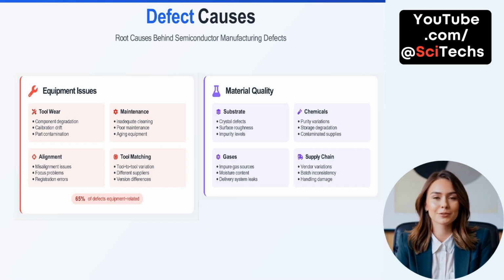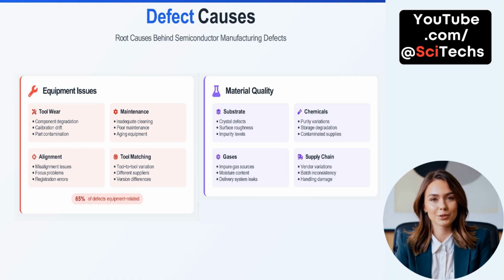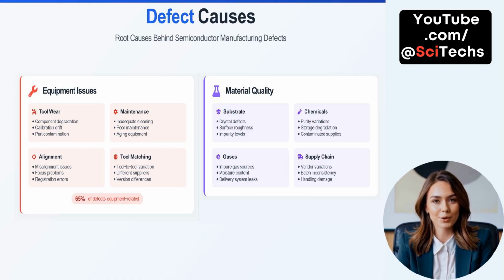Semiconductor manufacturing defects originate from two major sources: equipment issues and material quality. Equipment-related problems account for about 65% of all defects. Within this category, tool wear is a leading cause, driven by component degradation, calibration drift, and part contamination. Maintenance issues, such as inadequate cleaning, aging machinery, and poor upkeep, also play a major role.